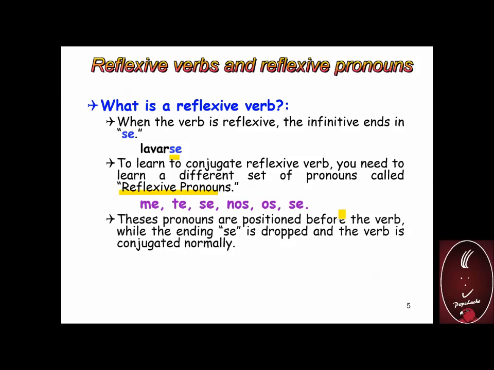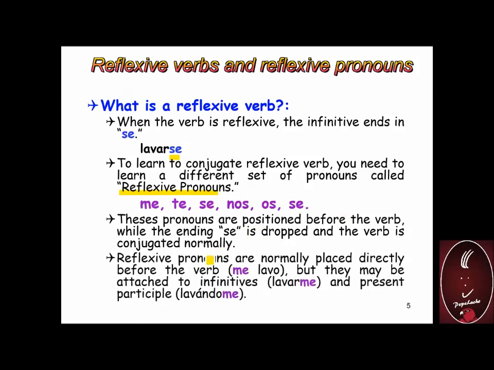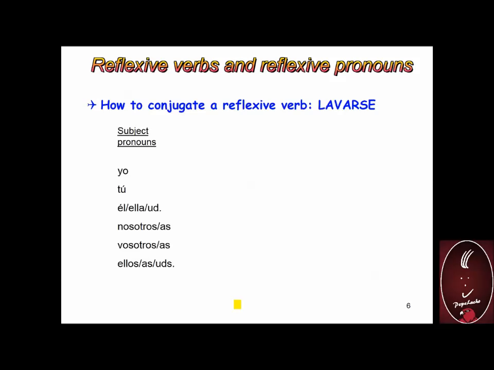These pronouns are positioned before the verb, while the ending se is dropped and the verb is conjugated normally. And the placement of those reflexive pronouns is the same as we have been placing the direct object pronouns or indirect object pronouns. So we can place them before the conjugated verb, or we can attach them at the end of the infinitive form of the verb. Also, the present participle.